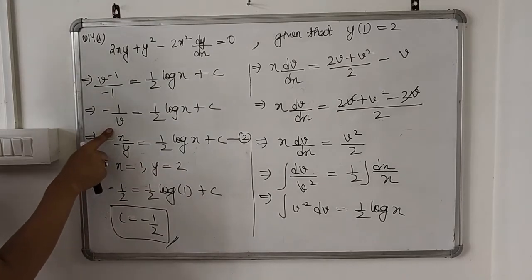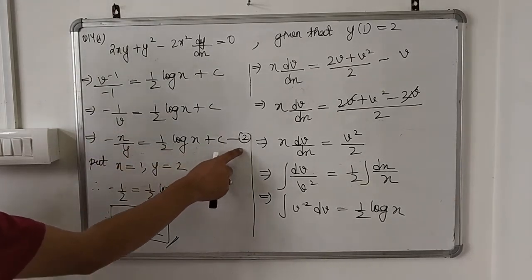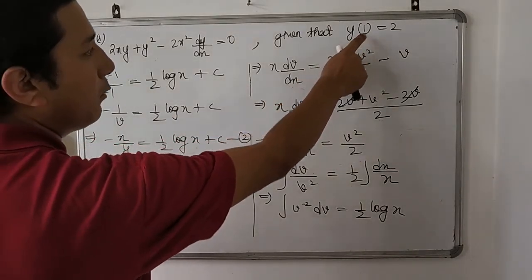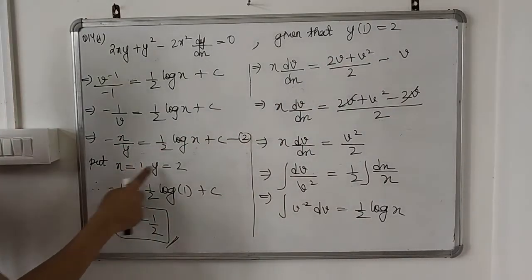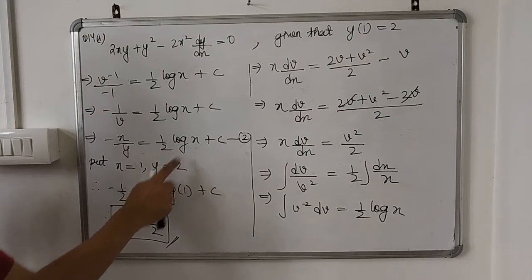Now put the value for v, y by x, so it will be x by y is equal to half log x plus c. Keep it as equation number 2. Now put the condition, when x equals 1, y is equal to 2. Put it here. When you put x equals 1, log 1 will be 0.